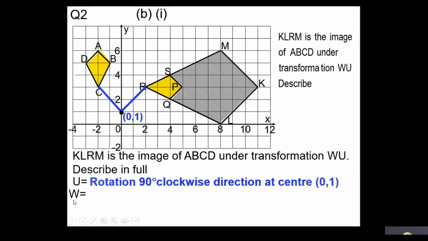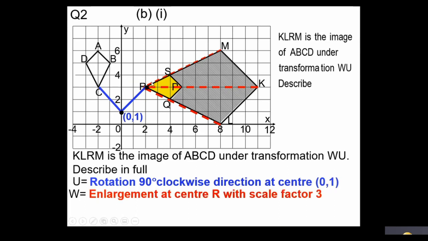W is quite easy. W is from the small one until the big one, so this must be enlargement. Then you draw a line here, here and here. It just happened that the center is R. Oh sorry, this is not P, this is R, P is here, because it's covered. This is P, Q, R, S. So you say enlargement at center R.